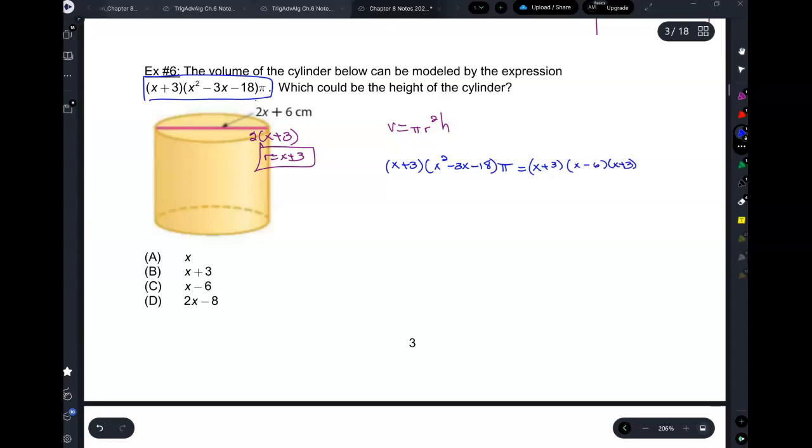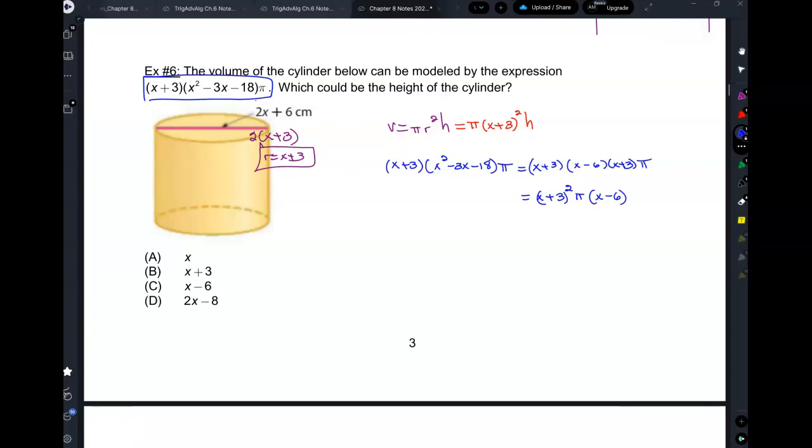x minus 6, x plus 3 times pi. All right? Okay, so now when I have pi r squared h up above, if my radius was x plus 3, it would be pi times x plus 3 squared times h. Is that right? Yep. So now, what do you think the height is over here? x minus 6, because this can be written as x plus 3 squared times pi times x minus 6, so x minus 6 is the height. Okay? What about the x plus 3 squared? That's the radius squared. All right.